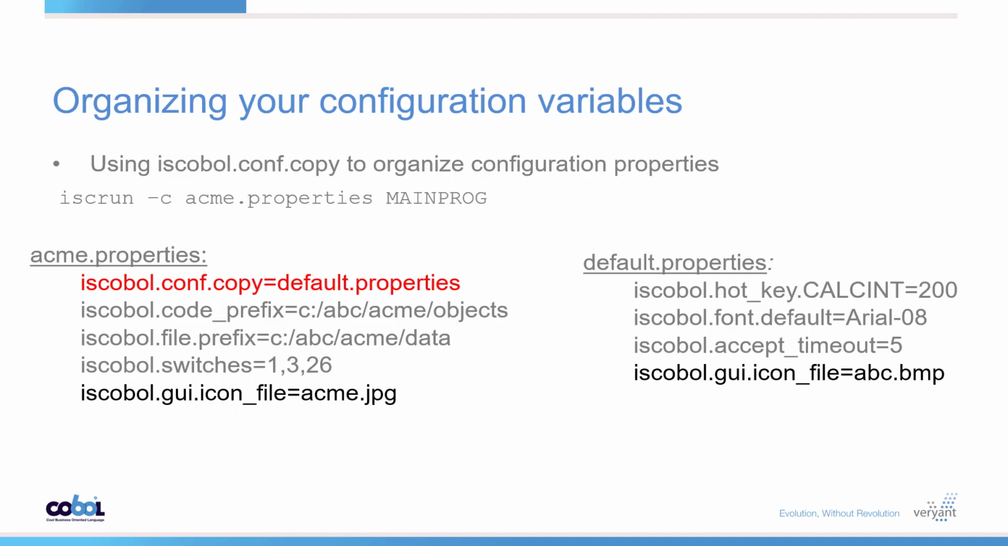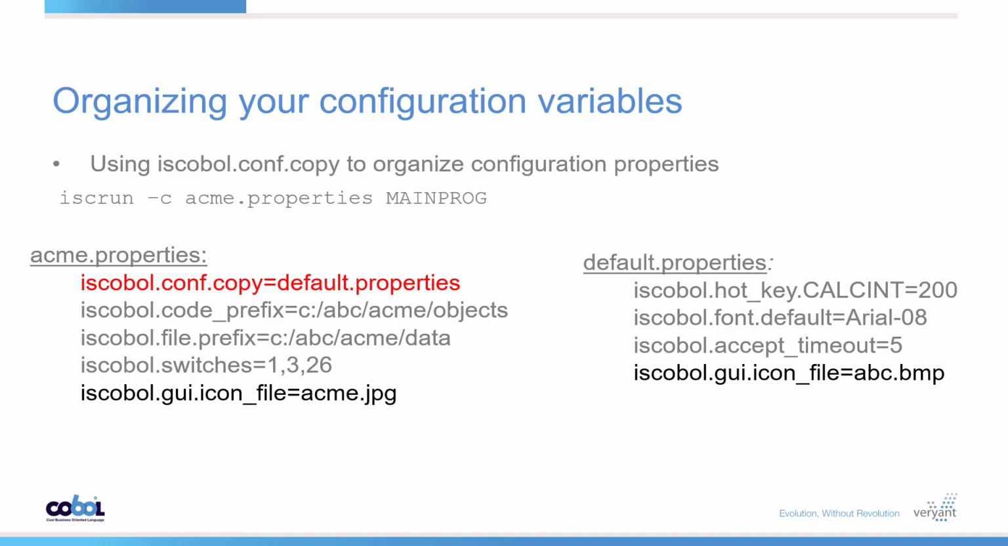For instance, these 5 variables on the left in acme.properties are specified in the command line. And in acme.properties, we've set iscobol.conf.copy to reference another configuration file called default.properties. And you can see default.properties on the right. Now notice that both of the properties files set GUI icon file.